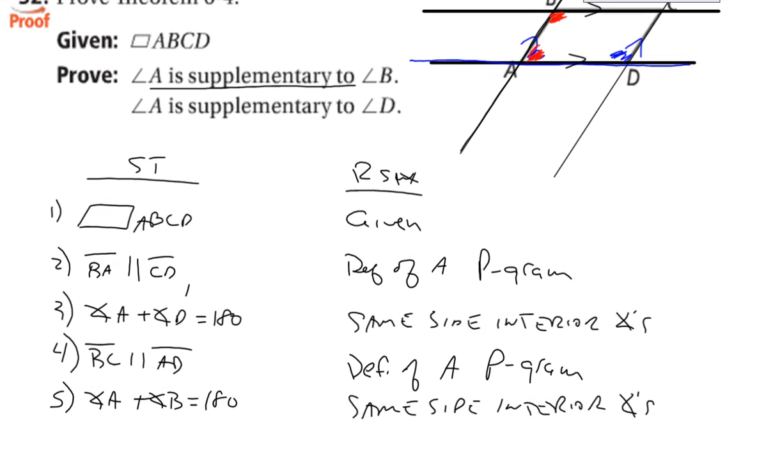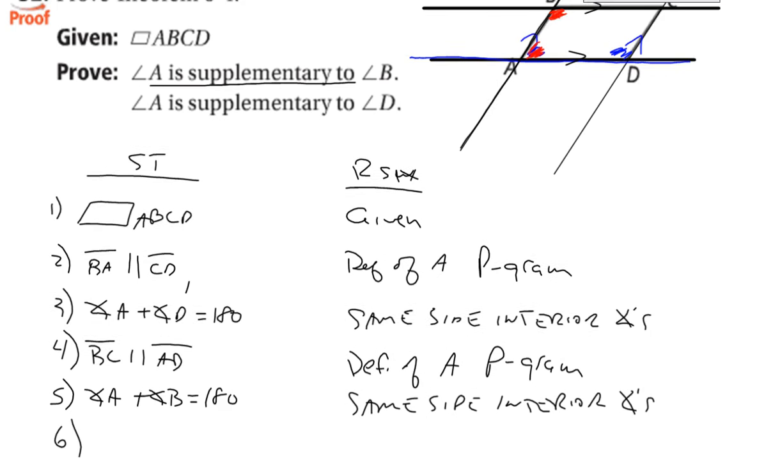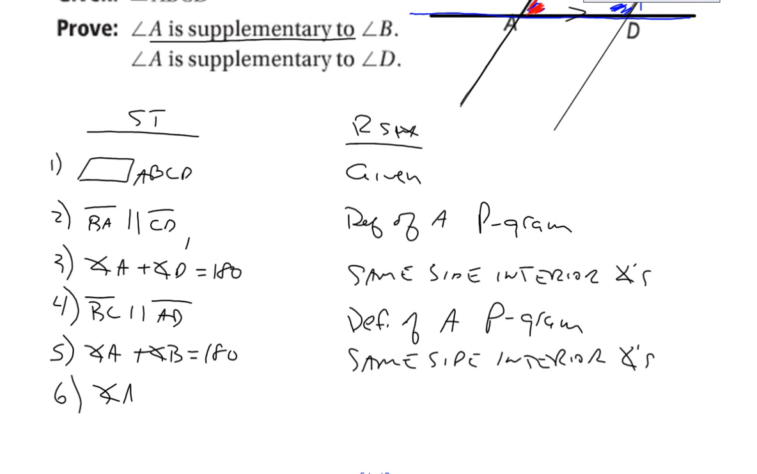So what is my sixth and final statement going to be? Well, it's going to be that angle A is supplementary to angle B, and angle A is supplementary to angle D. I'm going to cheat here a little bit: angle A is supplementary to angle B and angle D. I'm just feeling a little lazy.